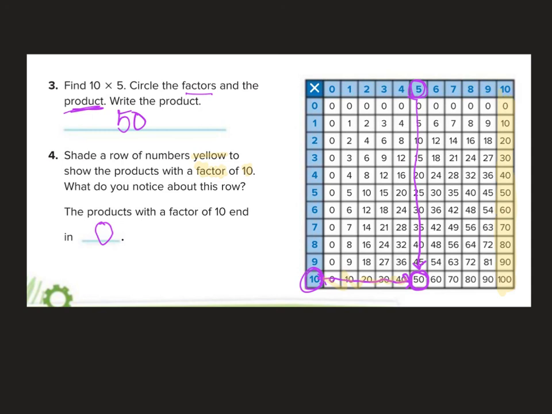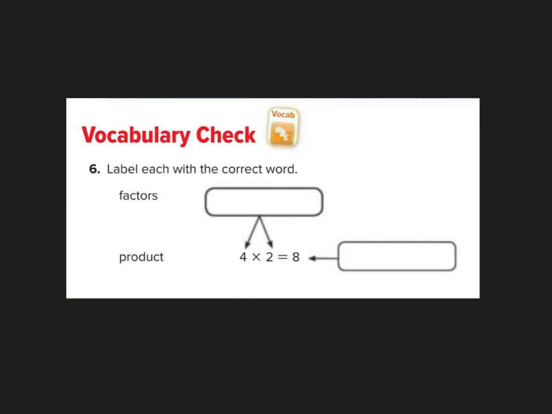And I have one more page that talks about vocabulary. Let's dig in. Label each with the correct word. The numbers that we're multiplying together, those are factors or products? You're right, they are factors. The factors are the numbers we're multiplying together, and then the product is our answer. The product is the answer.